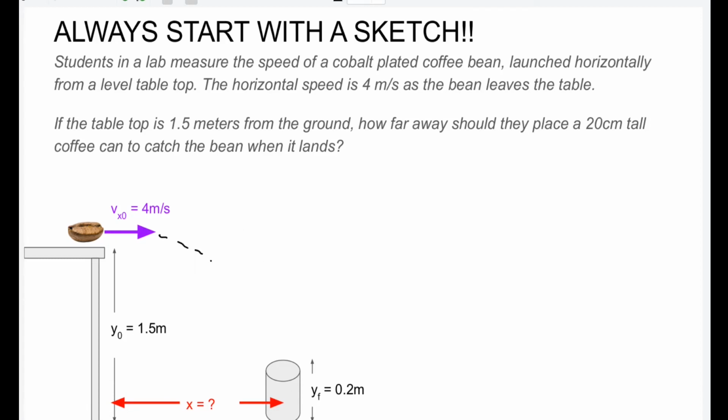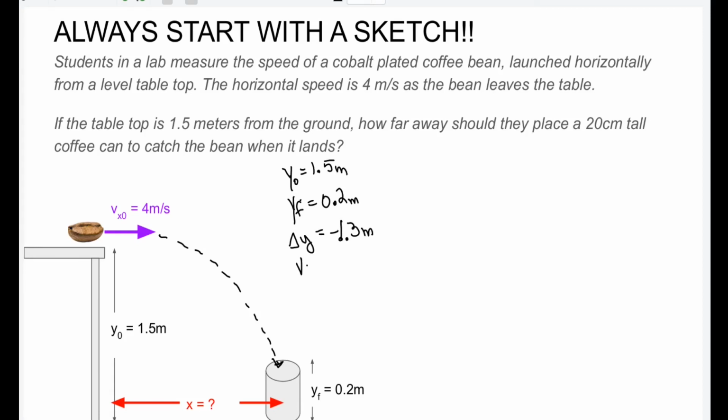I know that this coffee bean is going to arc downward this way from previous physics experience, and it'll follow a parabolic path. But what do we want to know? How far away should we place that coffee can? We can begin by listing things we know. I know that the initial height is 1.5 meters. The final height is 0.2 meters. That tells us that the change in height, delta y, is negative 1.3 meters.